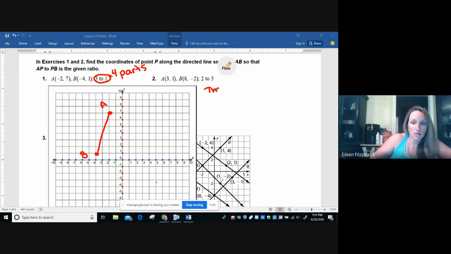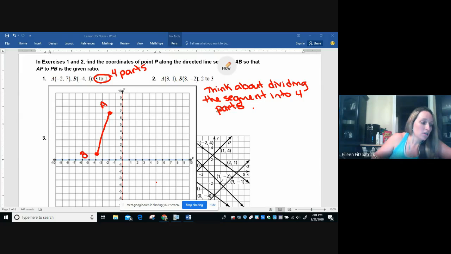So think about dividing the segment into 4 parts. Okay, that's the first thing you need to think about.